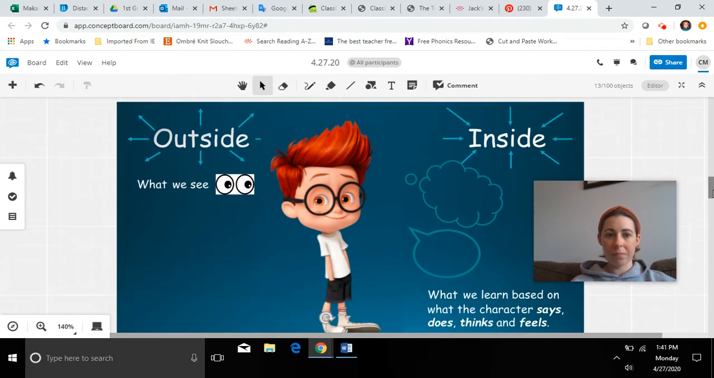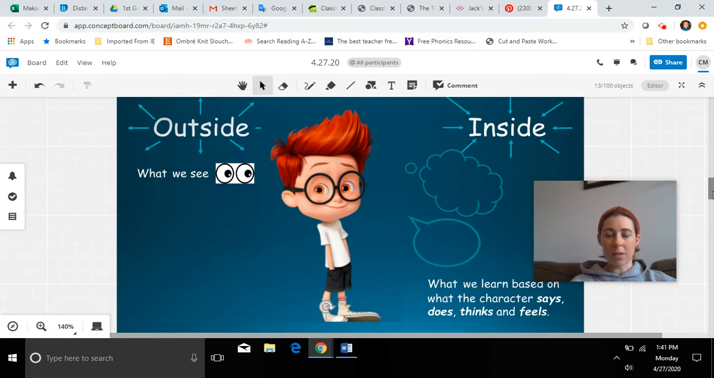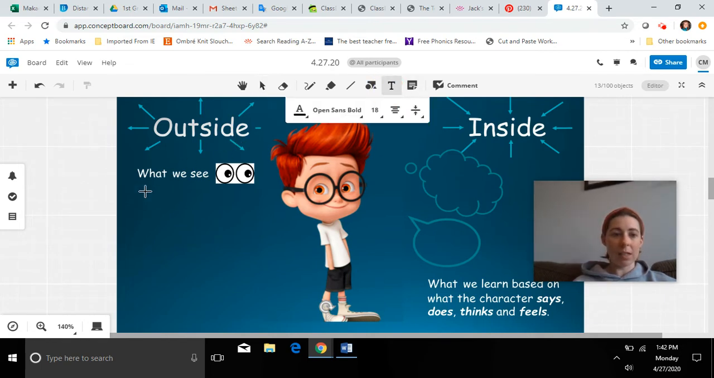Okay, so in the middle of this slide, we have our character. That's the person. Pretend like we read a story about this boy. We can use adjectives to describe how he is on the outside. When we describe what we see on the outside, that's what we see. So let's do that. What do we see with this character?